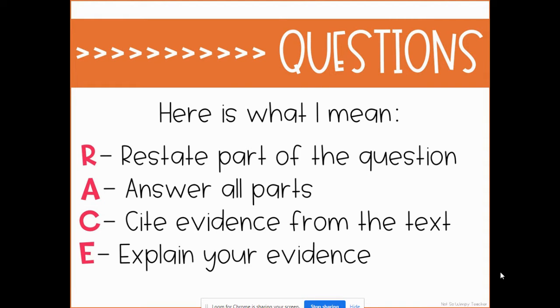C stands for cite evidence from the text. So you're going to say, how did you know that it was a noisy restaurant? Because we heard the laughing and the talking and the singing happy birthday and the pots and pans clattering. So there's all the evidence from the text. E, explain your evidence. And you're going to explain how that answers the question.